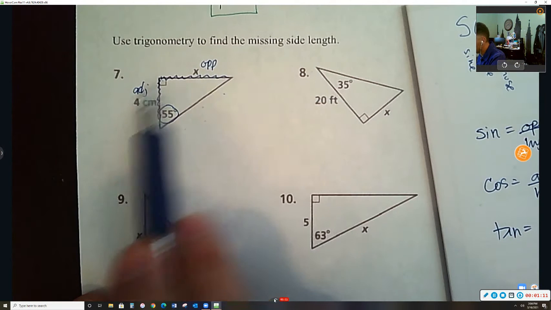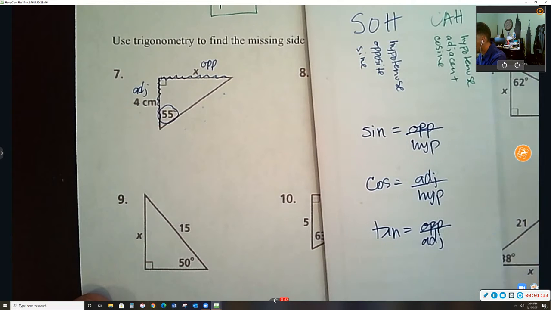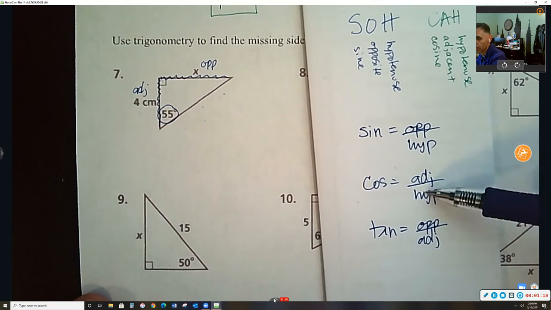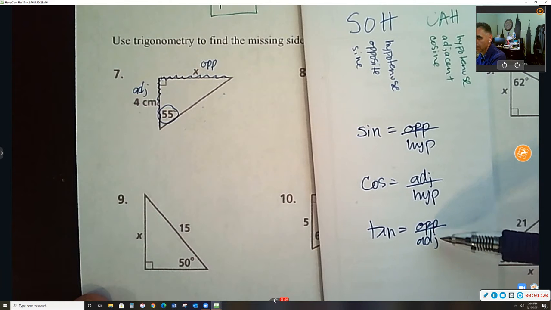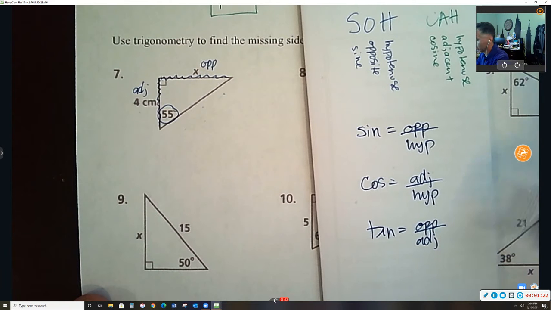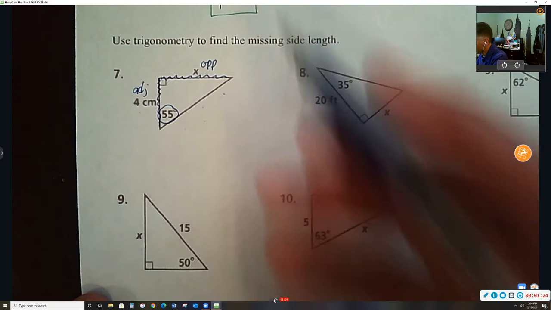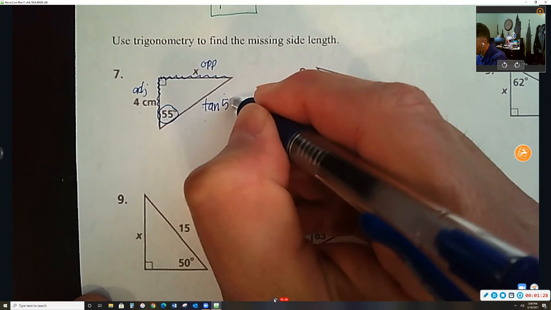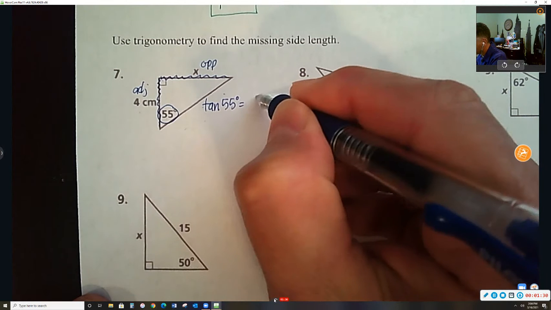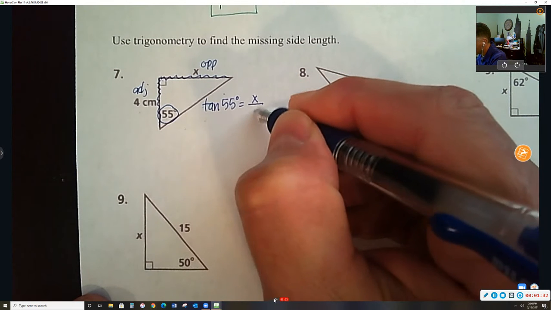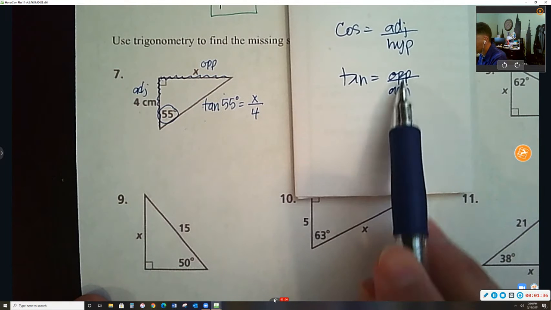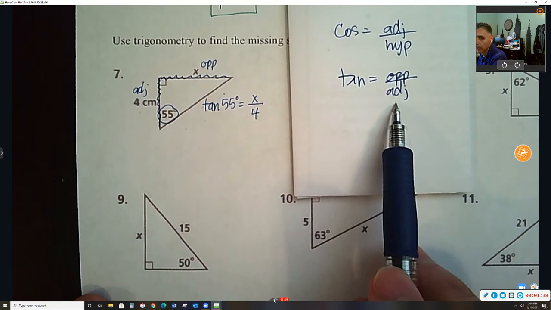Now, since I have adjacent and opposite, I look at which ratio has the adjacent and the opposite side on there. It's this one. It's the tangent ratio. So then I set up my tangent ratio like this. Tangent of the 55-degree angle is equal to the opposite side divided by the adjacent side. See? Opposite divided by adjacent.